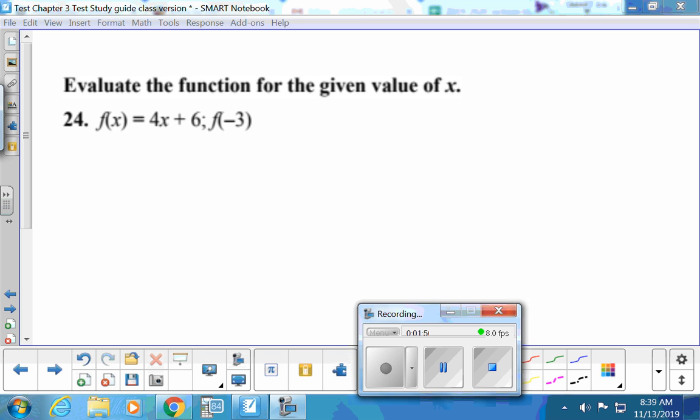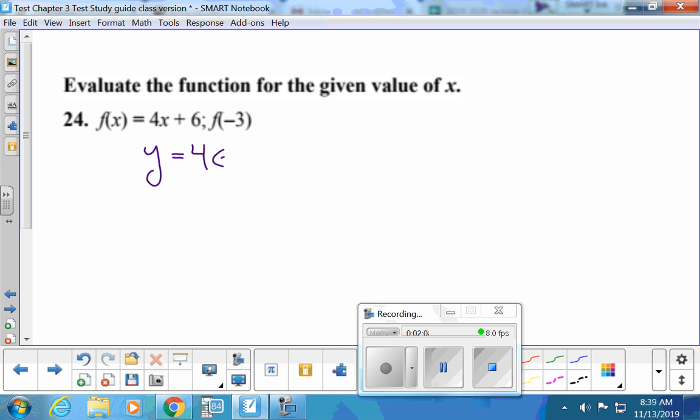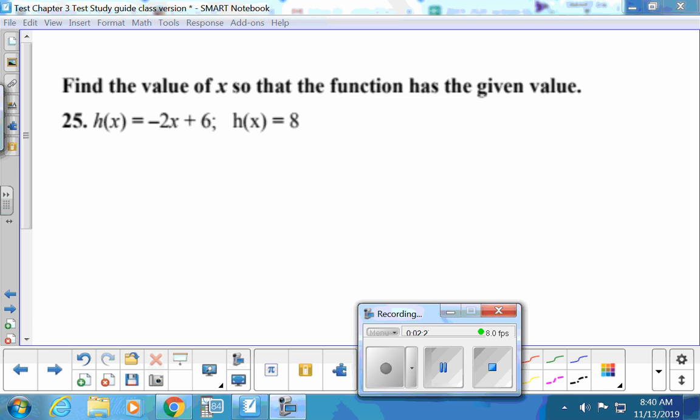24, evaluate the function for the given value of x. Who wants to take my pen and explain it to the video how you're going to do it? Anthony. Let's go. So you can put a y, and then 4 times negative 3 plus 6. So you do negative 12 plus 6, and then y would equal negative 6. Very good.